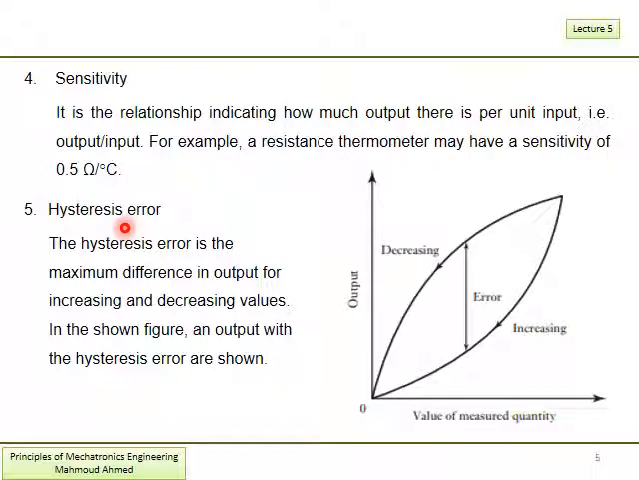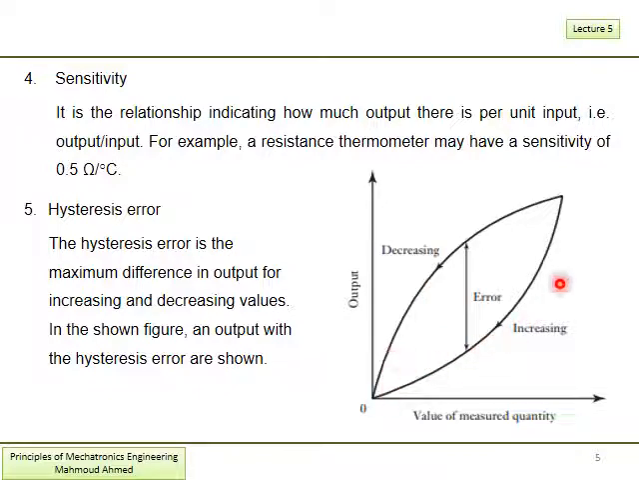Hysteresis error is simply the maximum difference in output for increasing and decreasing values. So let's have an example on this curve. In the shown figure, the output hysteresis is the difference in the output for increasing and decreasing values.